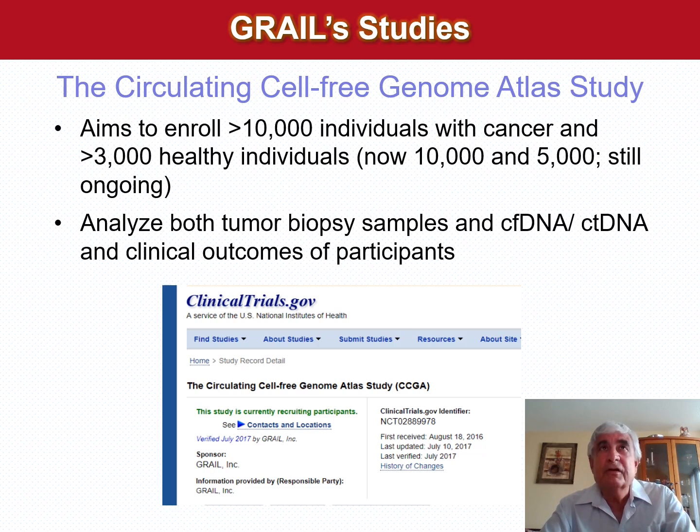Grail is embarking on a very big project aiming to enroll 10,000 individuals with cancer and 3,000 healthy individuals and analyze their circulating DNA to find differences between the cancer and the non-cancer, thus developing methods for early cancer detection.